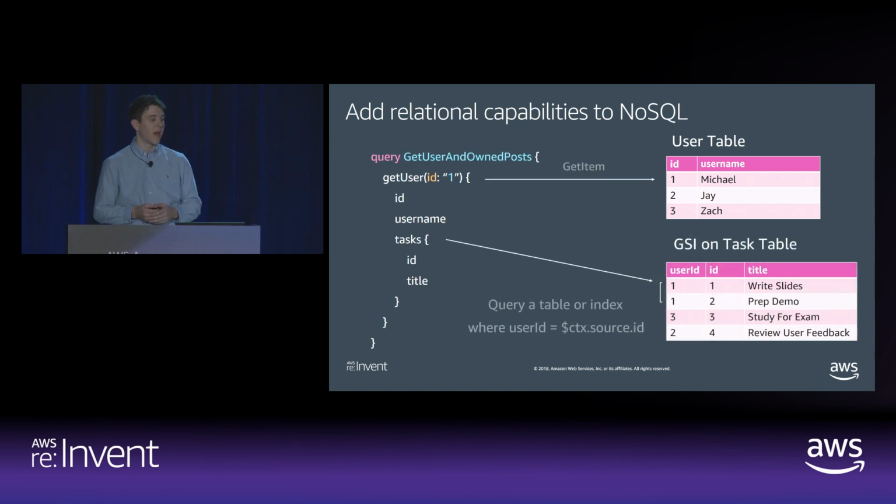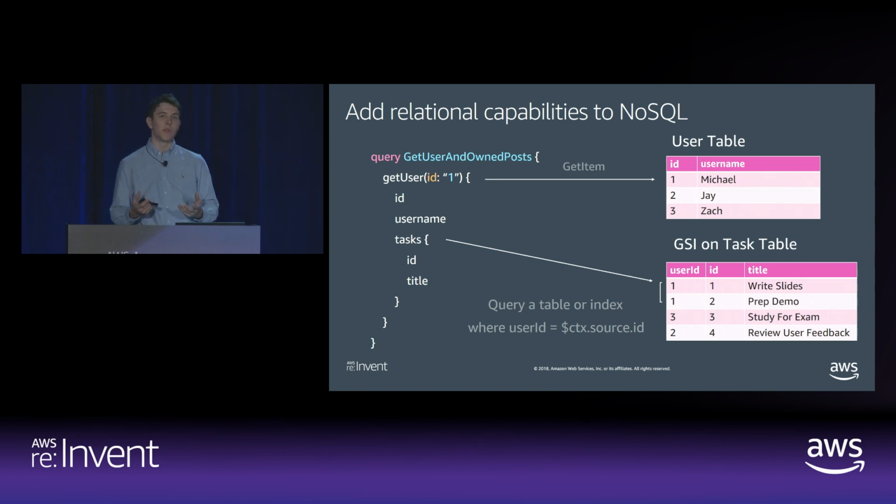So here's an example of how that might work in practice. Here you can see we've got our get user resolver. That's going to just do a straight get item against a DynamoDB table. And then we've got that tasks field that's going to run a DynamoDB query operation against a GSI that we created on the task index that's indexed by the user ID.